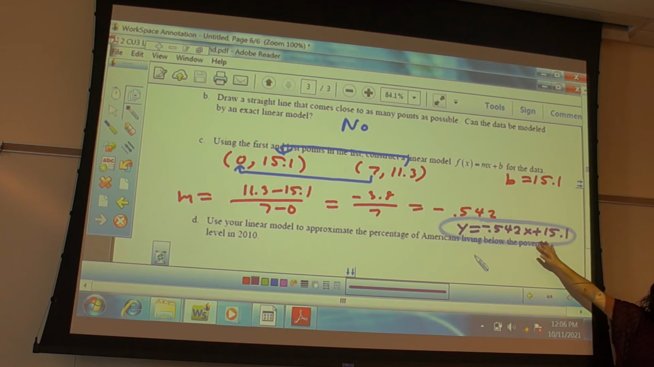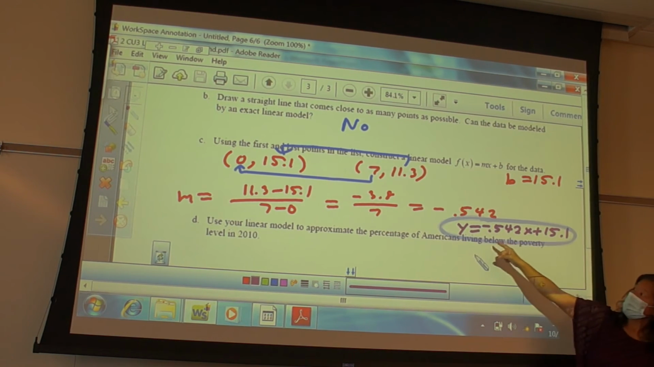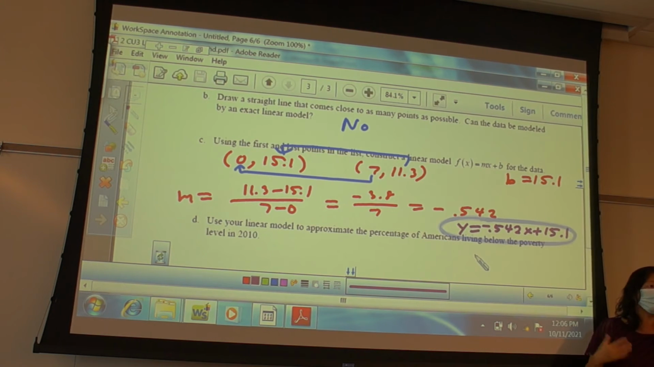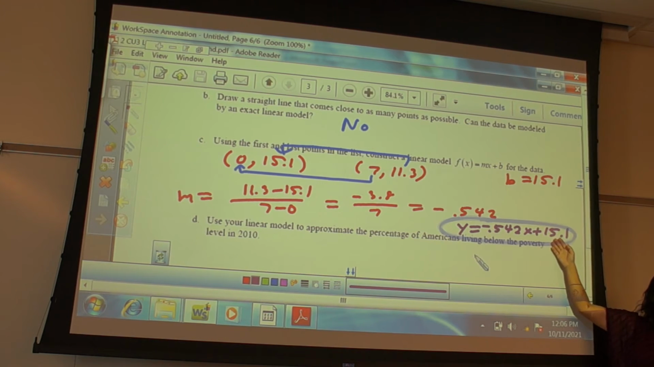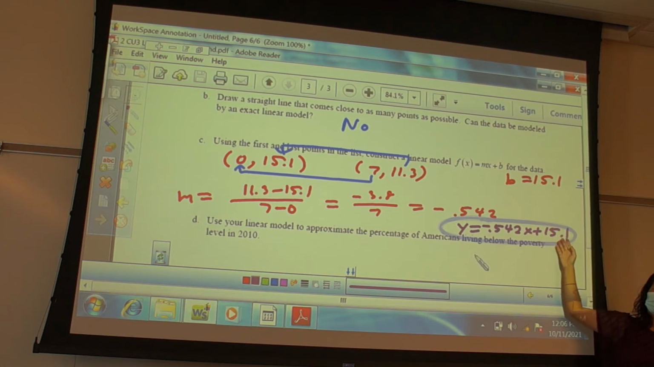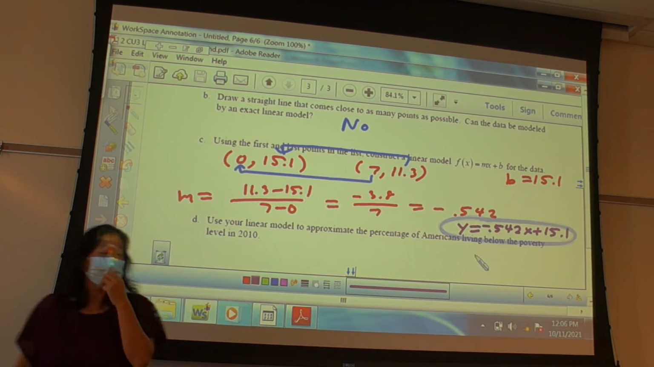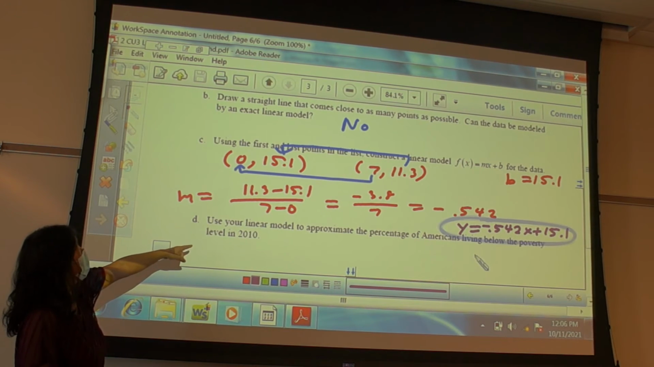All right, this is what you guys have? This is our linear model. When I say write an equation that models the situation, I mean I want something y equals something with x in it, and the rest of the things are numbers. Now, use your linear model to approximate the percentage of Americans living below the poverty line in 2010.